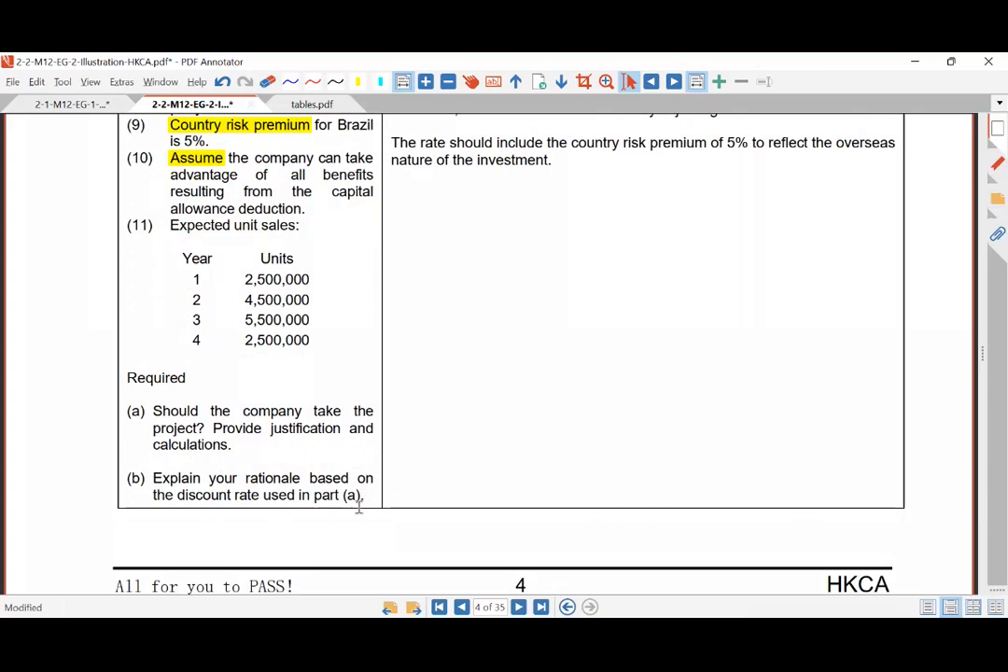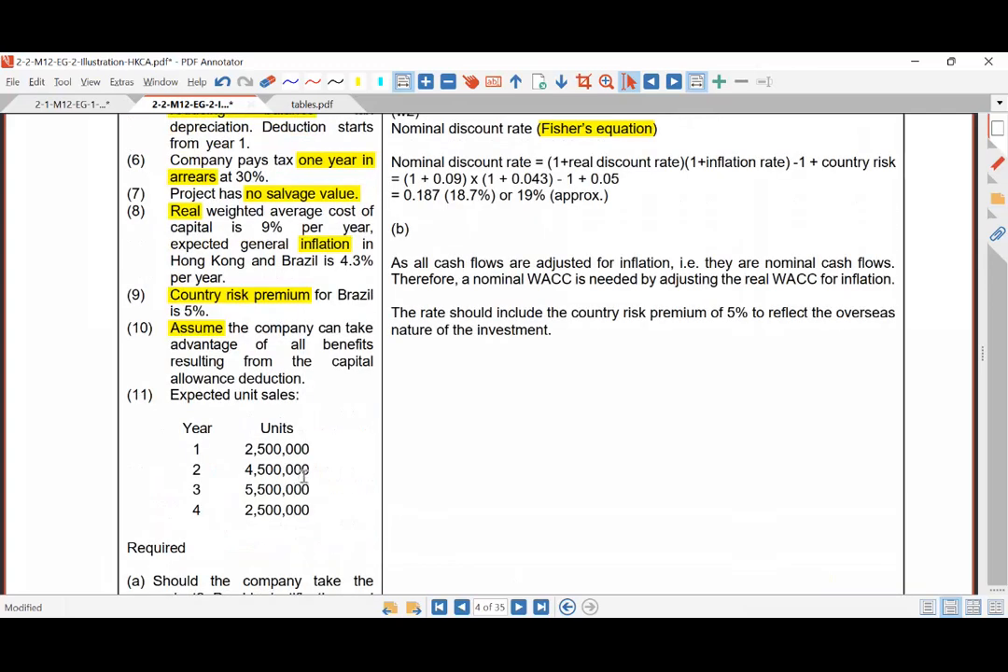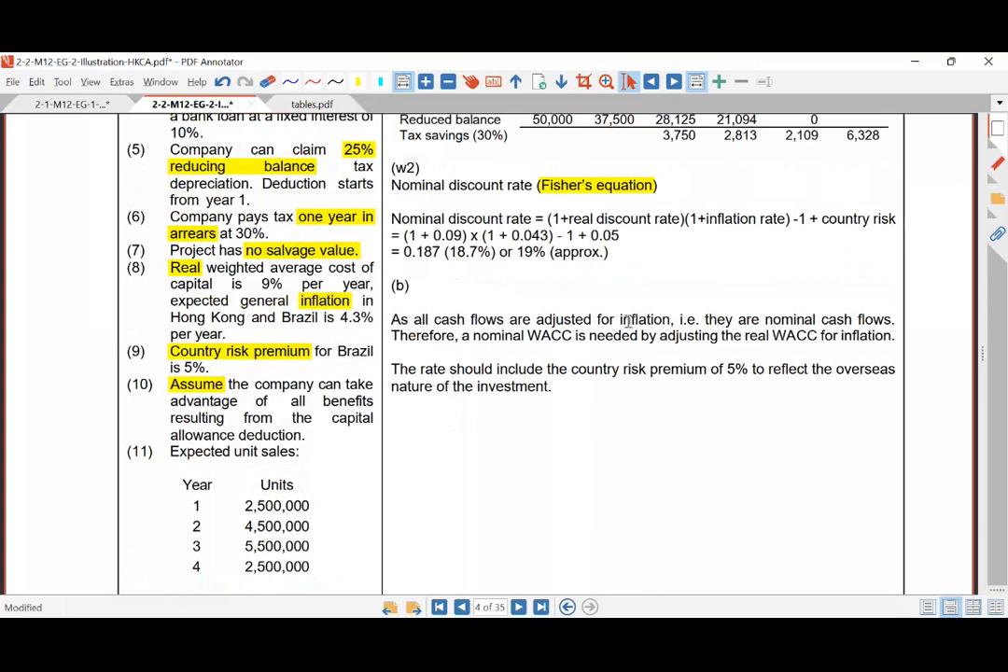And part B, why do you calculate the discount rate this way? What is your reason for it? There are basically two reasons here. One is the inflated cash flow, the nominal cash flow we call it, so we have to use a nominal cost of capital. That's why we use Fisher's equation. The second thing is that this is domestic and this is foreign, so we have to add the 5%. So you should be able to explain this.